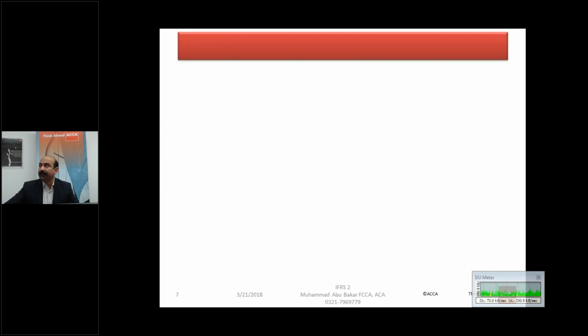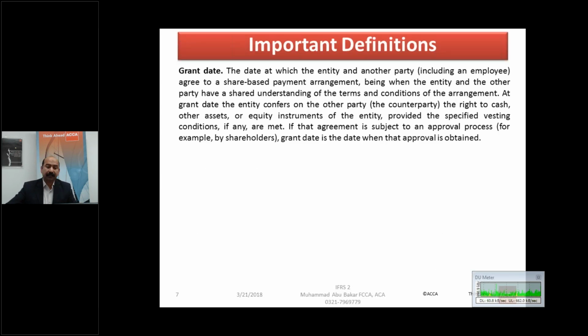Another definition is grant date. Grant date is, in fact, the date at which the entity and another party, including an employee, agree to a share-based payment arrangement, being when the entity and the other party have a shared understanding of the terms and conditions of the arrangement. At grant date, the entity confers on the other party, the counterparty, the right to cash, other assets or equity instruments of the entity, provided the specified vesting conditions, if any, are met.